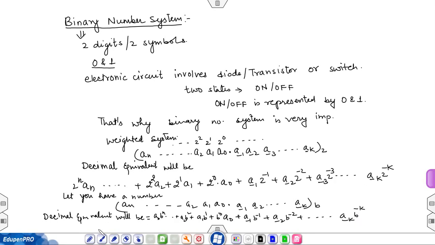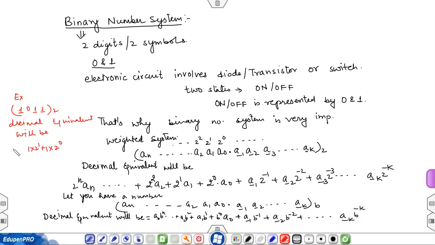Let me take one example. Suppose the number is written 1011. What will be its decimal equivalent? This number is written in the binary number system, so the decimal equivalent will be 1 into 2 to the power 0 plus 1 into 2 to the power 1 plus 0 into 2 to the power 2 plus 1 into 2 to the power 3. So this will be 8 plus 0 plus 2 plus 1, which is equal to 11. So this is how you can find the decimal equivalent from the binary number system.